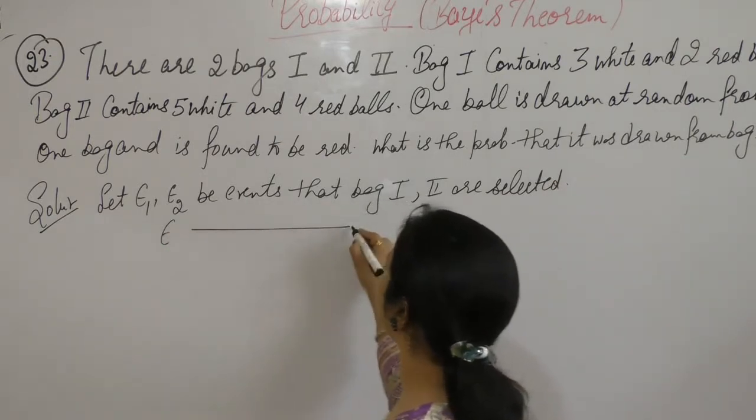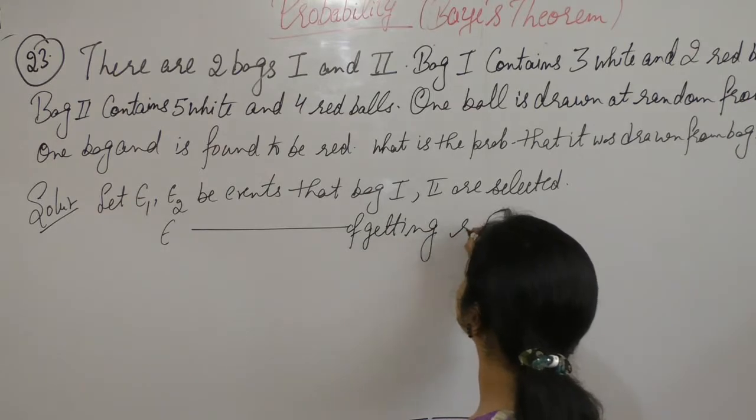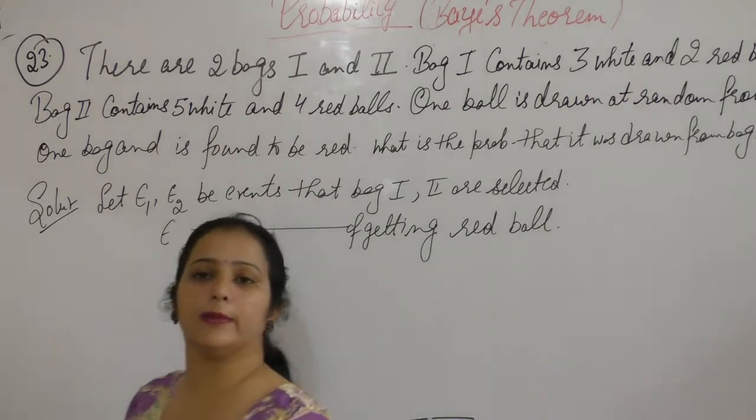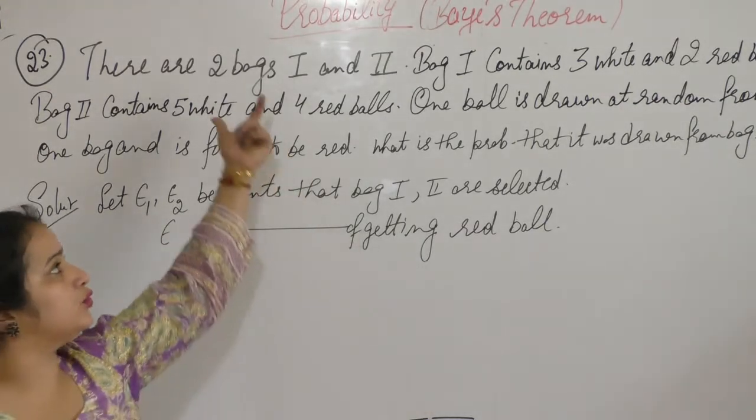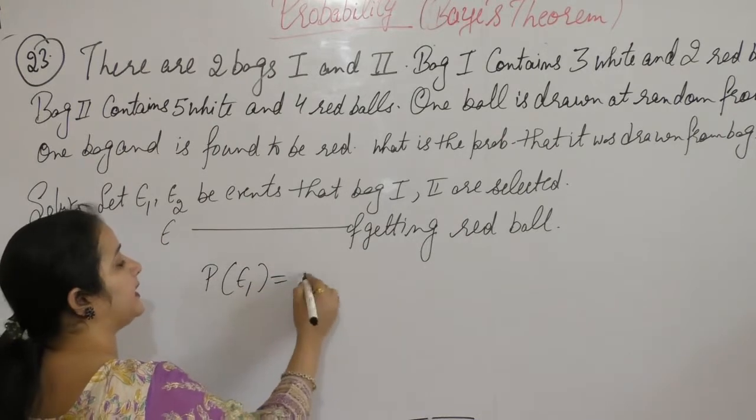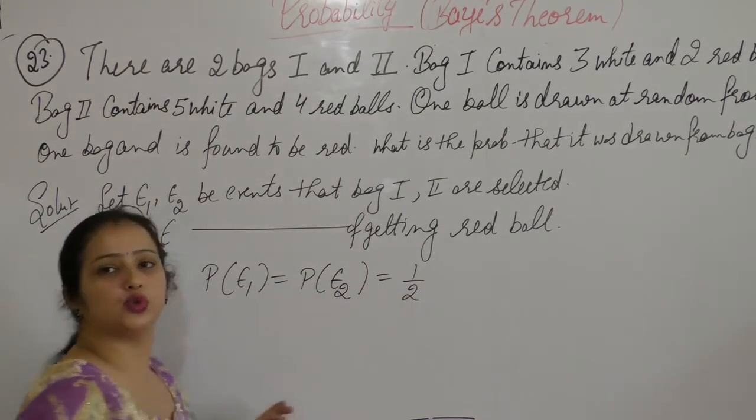Let E be the event of getting a red ball. What is the probability of E1 and E2? We have 2 bags, so selecting 1, the probability of selecting one bag is 1/2.